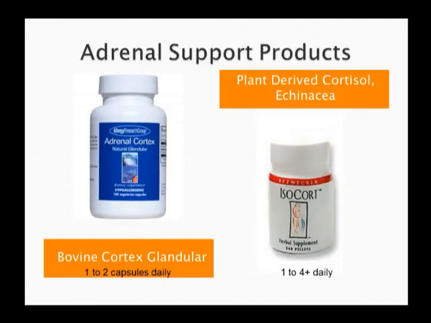There are a couple other products that I've used. This Adrenal Cortex is a nice remedy. There are other companies out there, by the way, other than Allergy Research. This is a bovine cortex glandular, and so this actually has within that cortex some of those hormones that are depleted with adrenal insufficiency. I've actually used this with good success in some kids on the spectrum. 1 to 2 capsules daily is about all that's needed. It's just a general support.